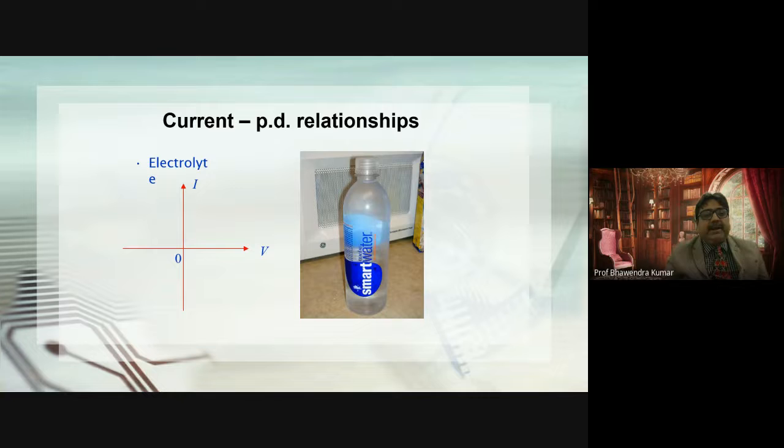Now this is the electrolyte. You must have seen it. I found this diagram: smart water. This is the behavior. Now what do you notice? It does not pass through 0, 0. The current will start only at a specific value of voltage. Between 0 and that specific value, there is no current. But once the current starts, it has a linear behavior in both directions. Not all electrolytes will show the same. It is rough.